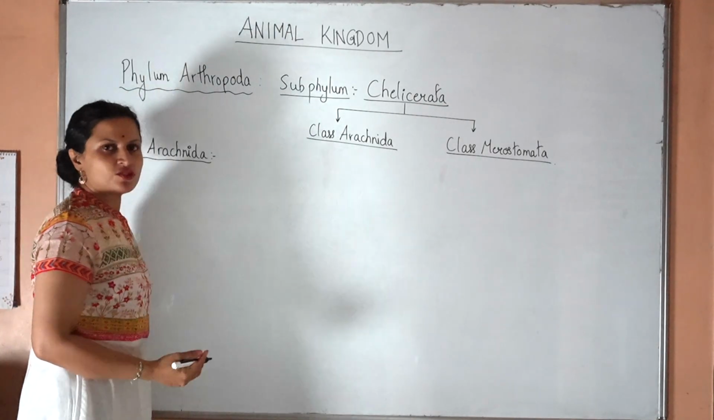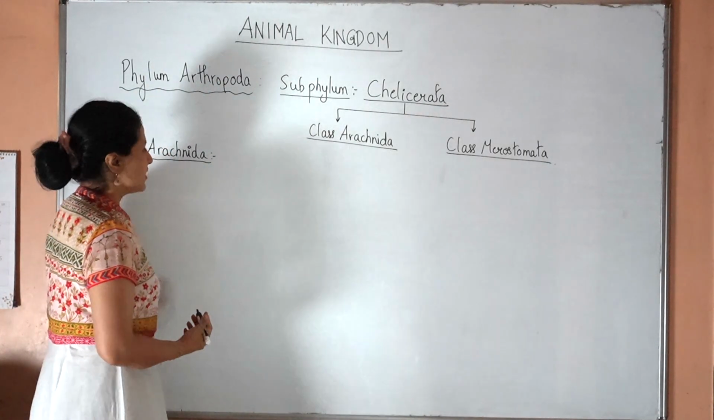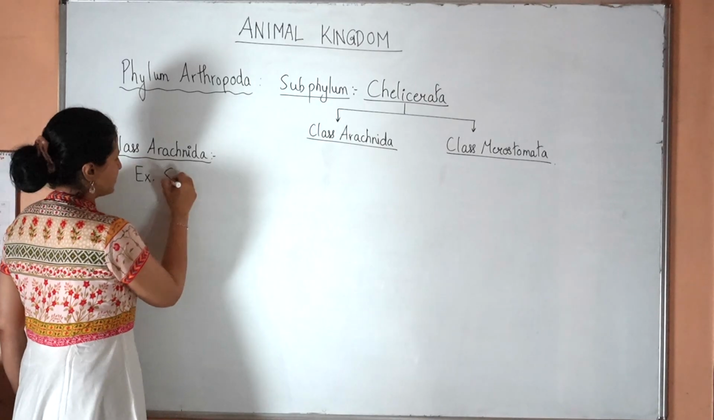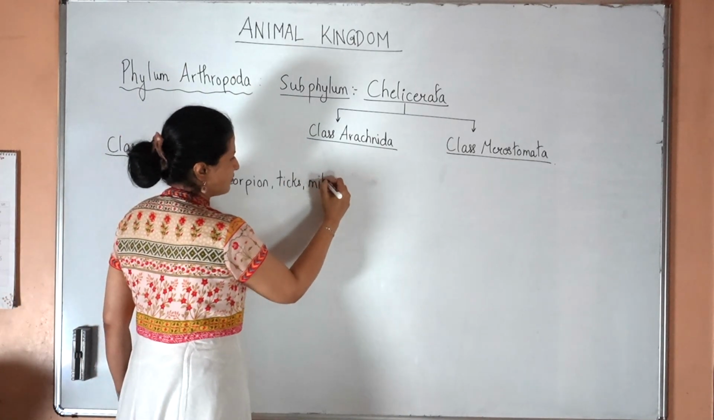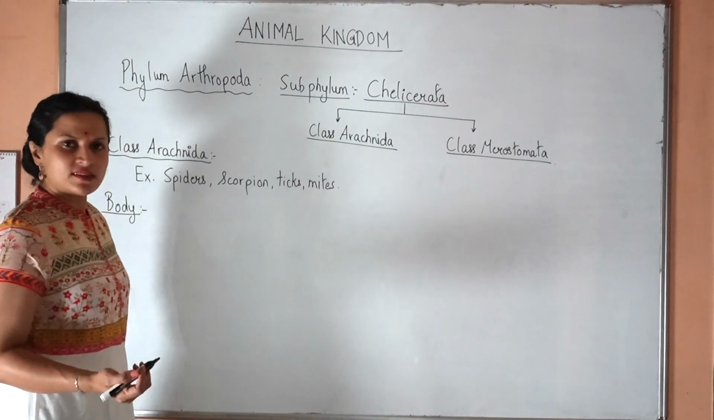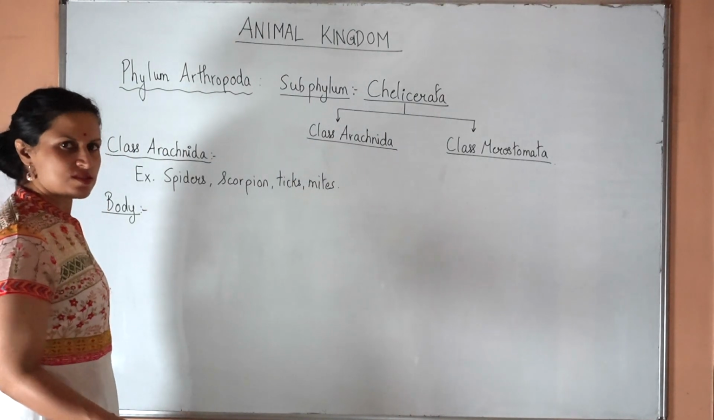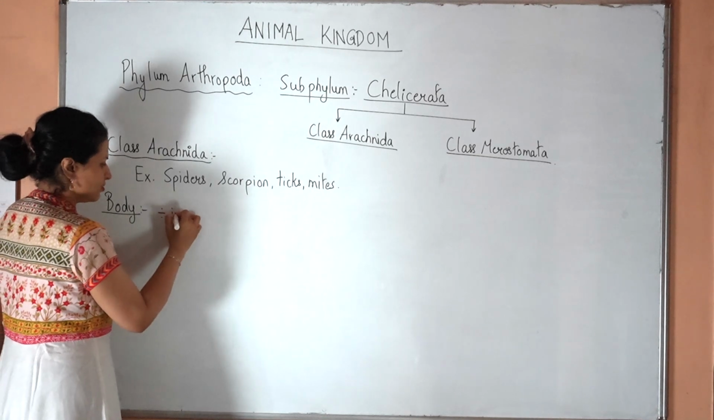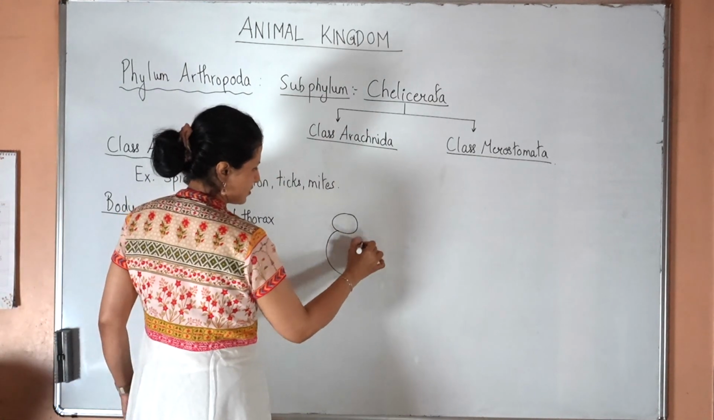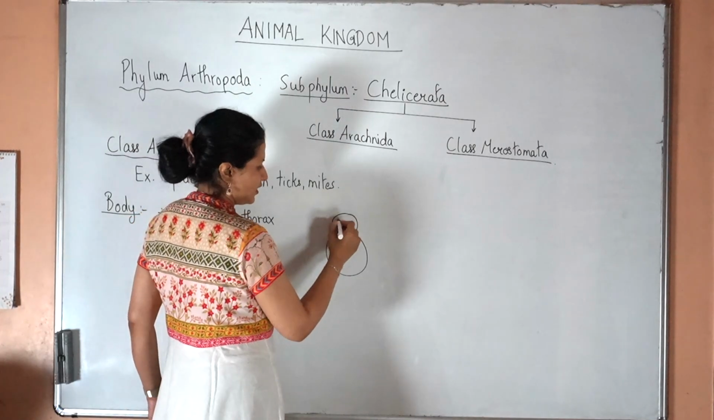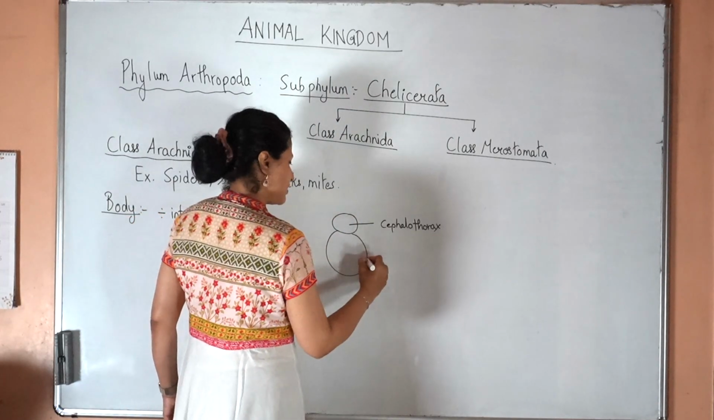The organisms that belong to this class are called arachnids, and they include examples like spiders, scorpions, ticks, mites, etc. Let us start with their body. Many of the characters of arachnids are similar to crustaceans. Their body is divided into cephalothorax and abdomen. For example, if this is the body of the spider, then this is the cephalothorax and this is the abdomen.